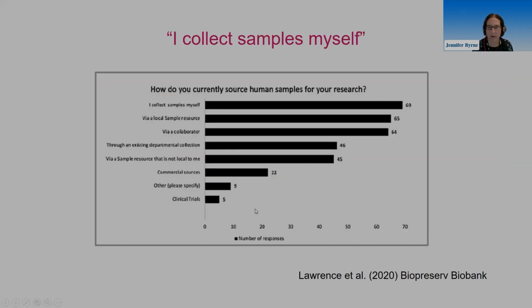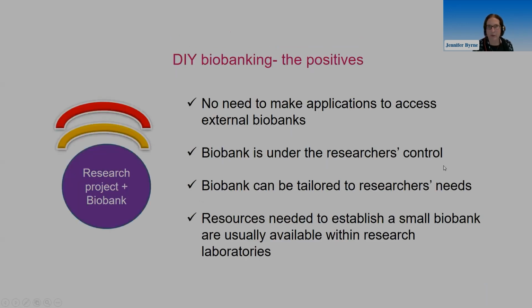So this is just some data from Lawrence et al. Showing that if you ask people, how do you currently source human samples for your research? The most frequent answer was, I collect samples myself. So clearly, do-it-yourself biobanking must have some positives if so many people are likely doing it. Firstly, we can speculate that there's no need to make applications to access external biobanks. The biobank is essentially under the researcher's control and can be tailored to their needs. And this can be an attractive option because if you want to establish a small biobank, the resources that are needed to establish that biobank are usually already available within the research laboratory.